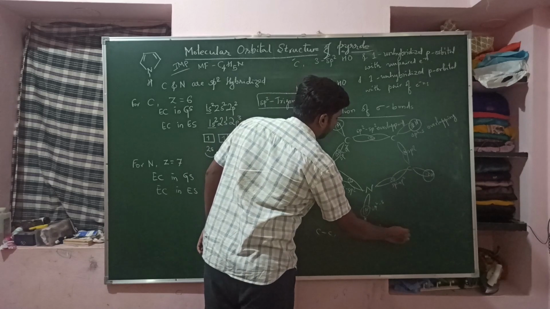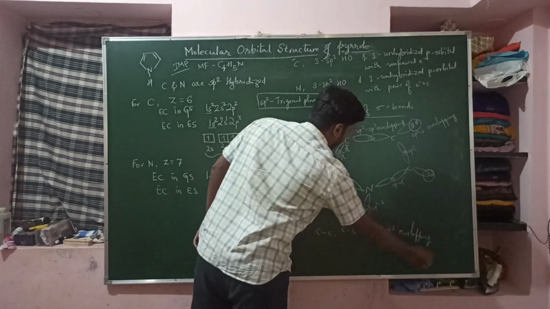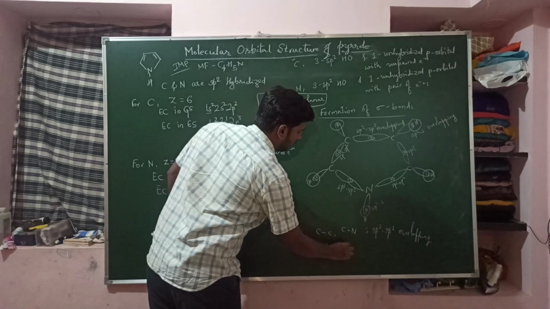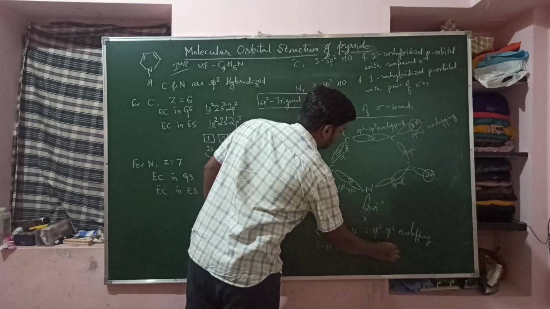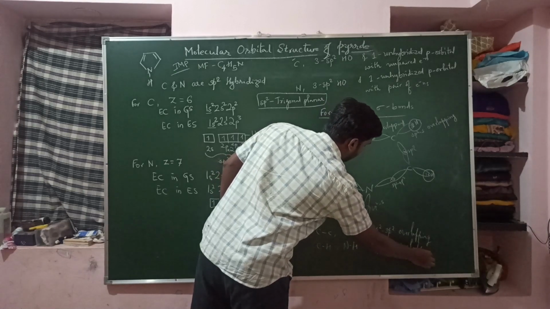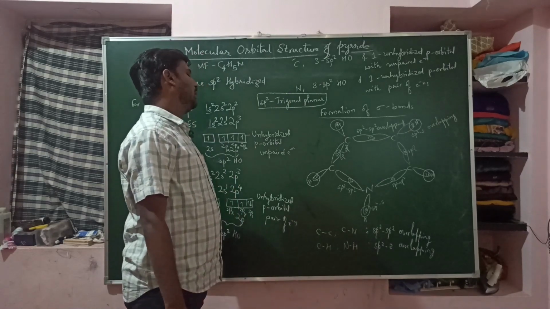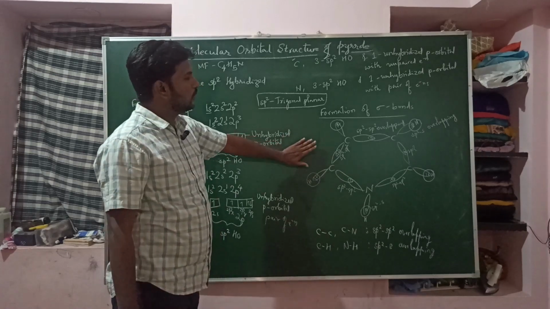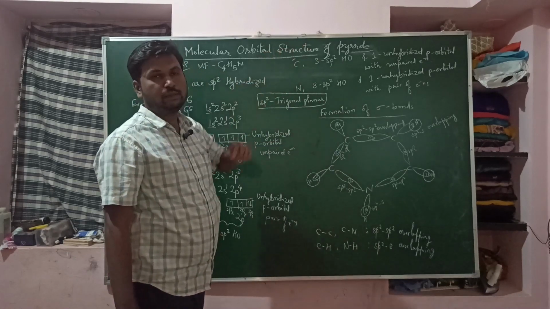sp2 overlapping, and the carbon-hydrogen sigma bond and nitrogen-hydrogen sigma bond are formed by sp2-s overlapping. As you all know, hybridized orbitals form only the sigma bonds, otherwise they will just be lone pairs. So this is the molecular orbital structure for the formation of sigma bonds in pyrrole.